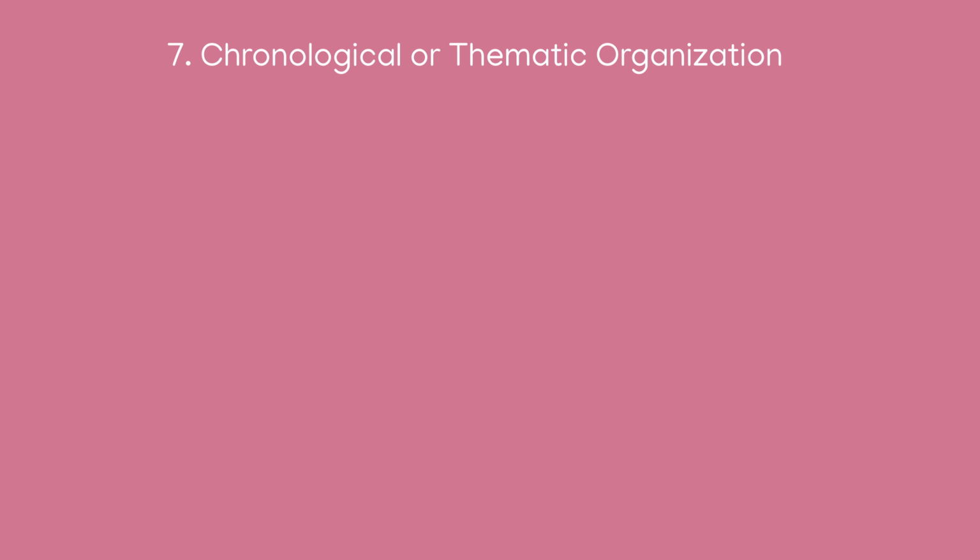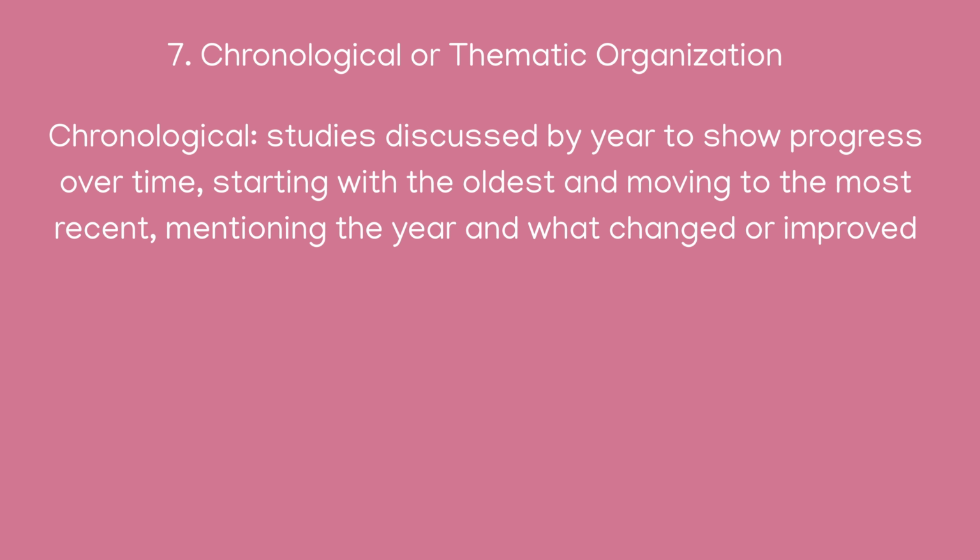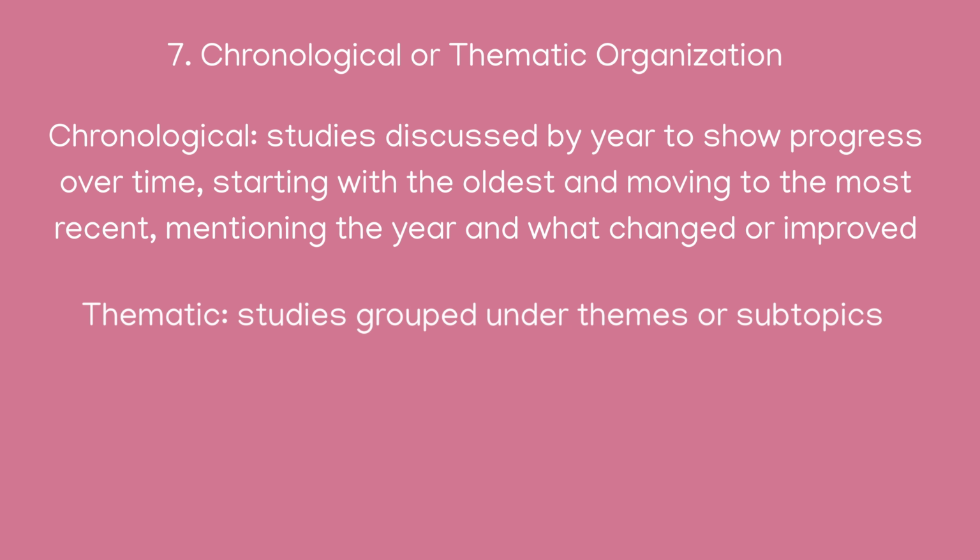7. Chronological or thematic organization. You can organize the review in different ways. Chronological. Studies discussed by year to show progress over time. Start with the oldest studies and move step by step to the most recent ones. Mention the year of each study and briefly explain what changed or improved over time.